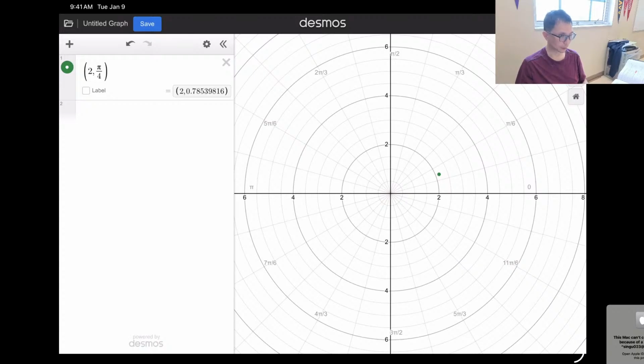Theta over 4 doesn't work because pi over 4 is the direction angle. So they thought it's 2 and go up 0.785. It doesn't work with Desmos, but the polar equation does work in Desmos. We're going to show you how to do it in a second.